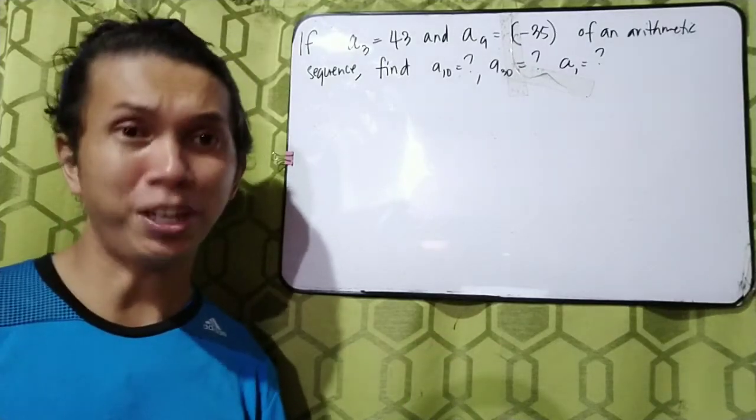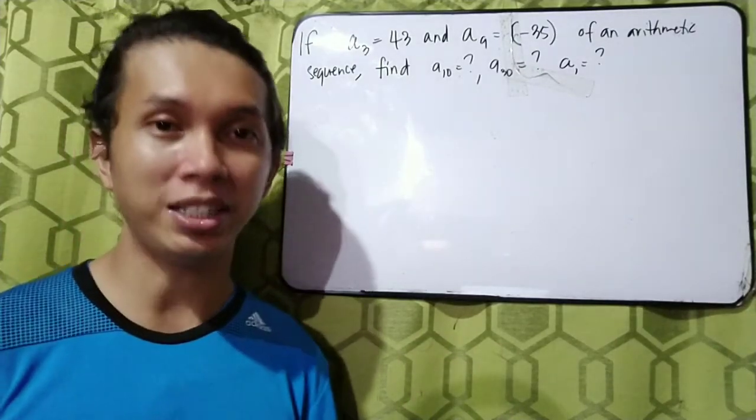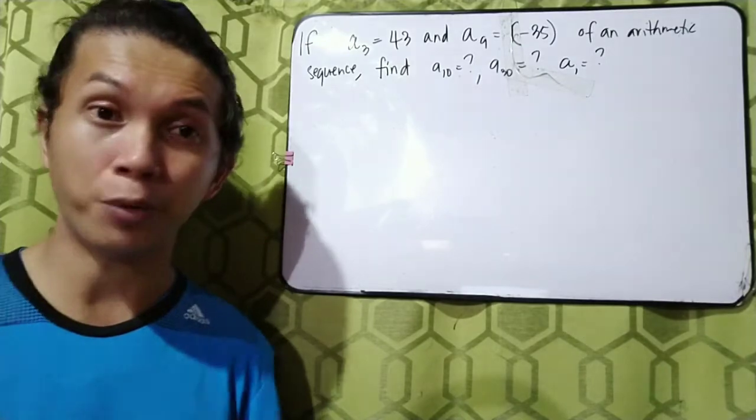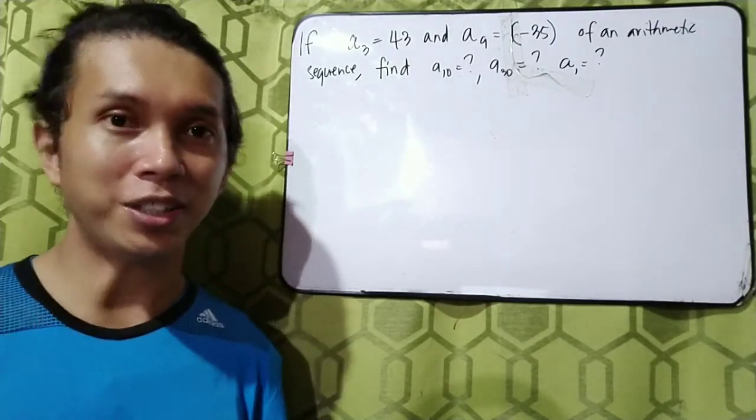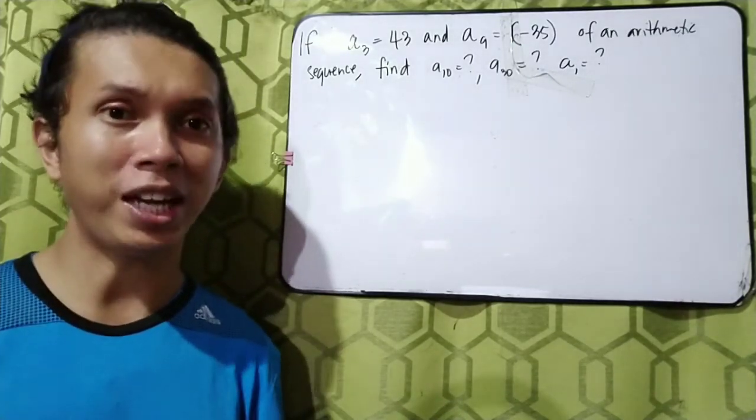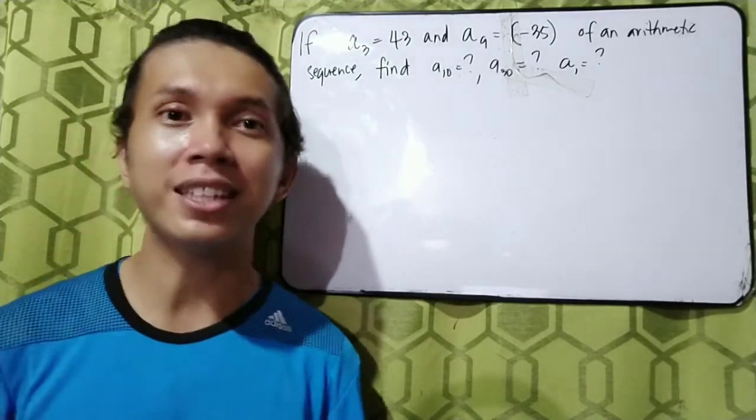If a sub 3 is equal to 43 and a sub 9 is equal to negative 35 of an arithmetic sequence, find the values of a sub 10, a sub 30, and a sub 1. Let's solve this in this new learned video.